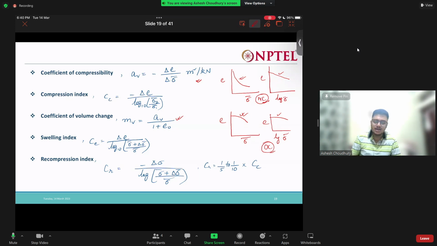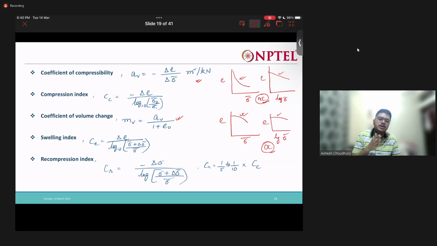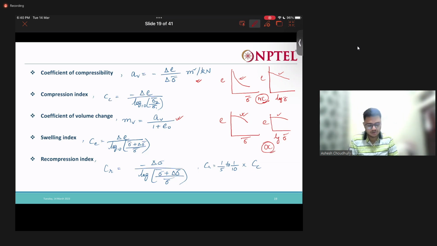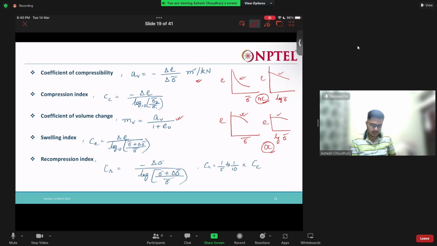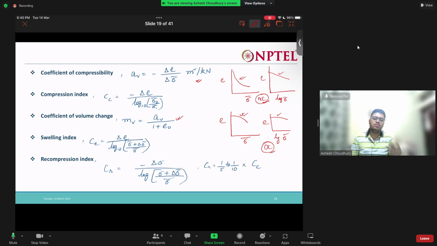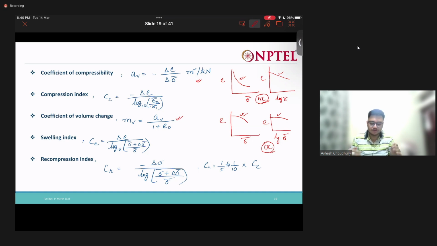Swelling index means initially you are loading the soil and then you are reducing the load on the soil, so there will be swelling in the soil. The slope of that graph in the e versus log of effective stress plot is known as the swelling index. And what is the recompression index? Say first you are loading, then unloading, then again loading. That will be my recompression index. This recompression index is 1/5 to 1/10 of my Cc value.